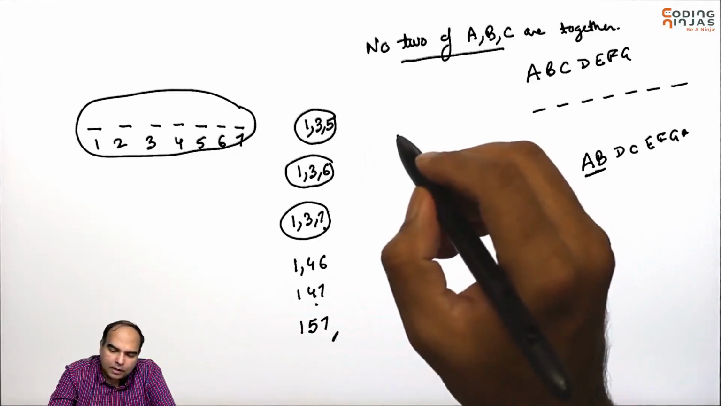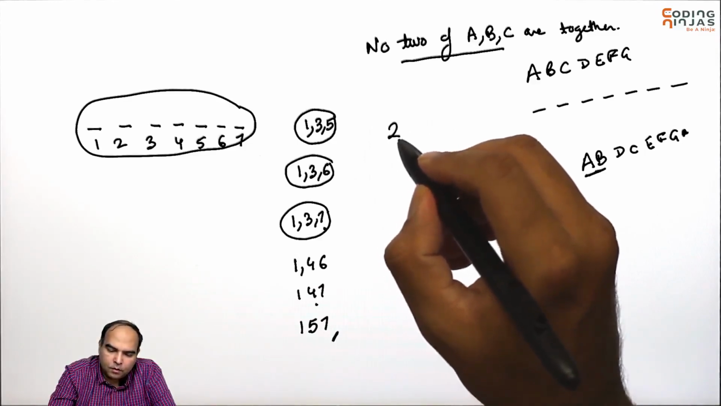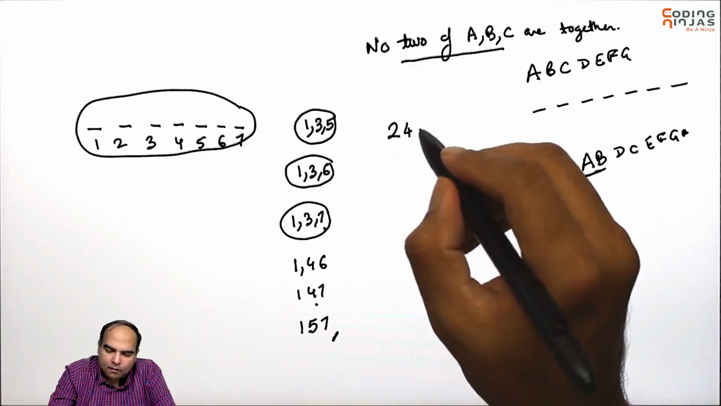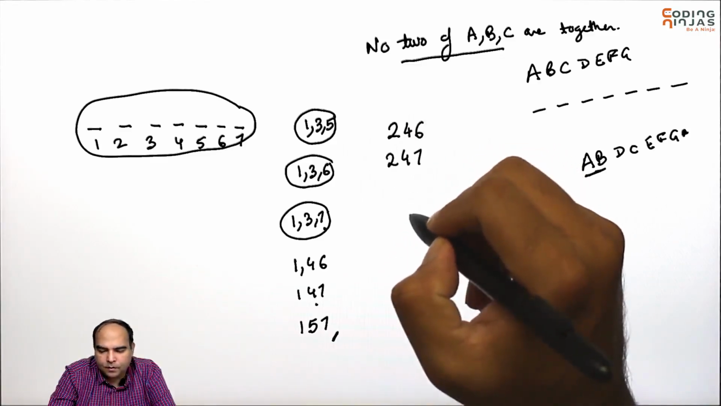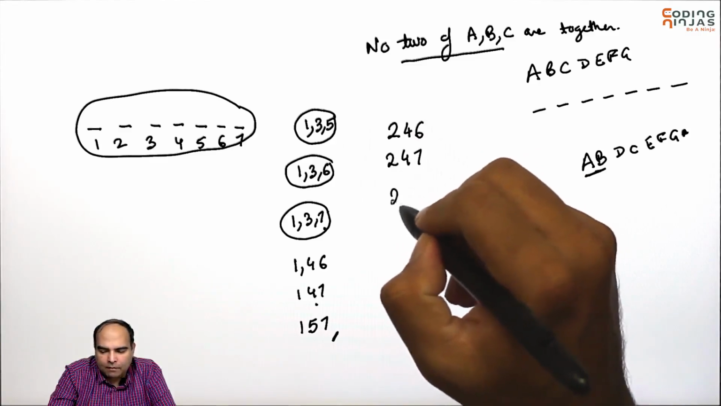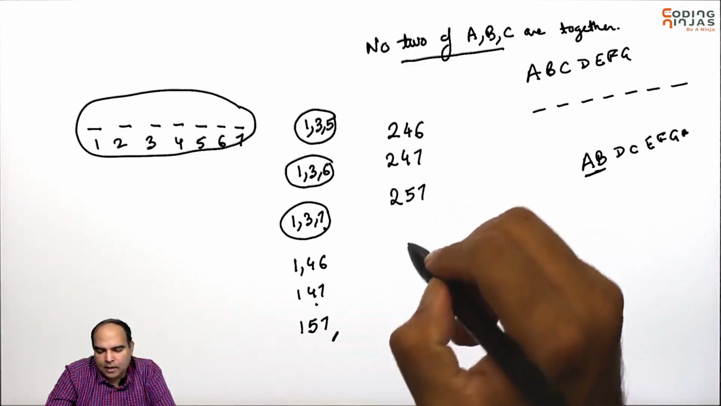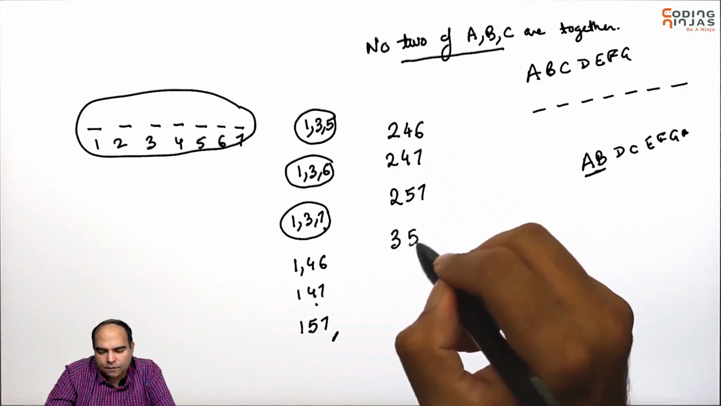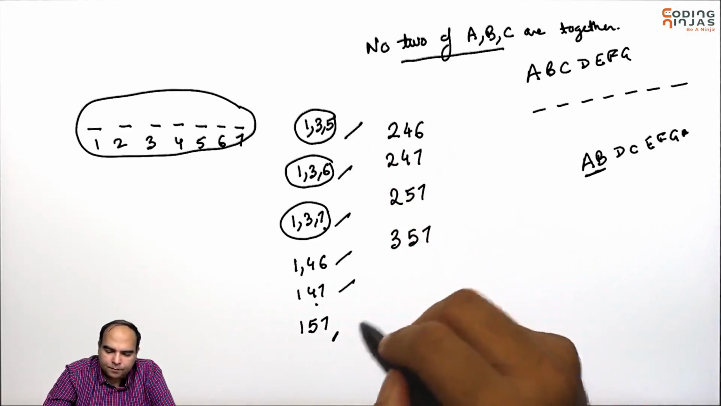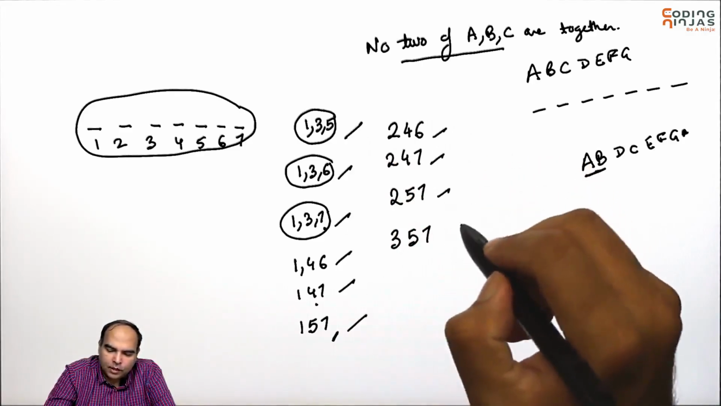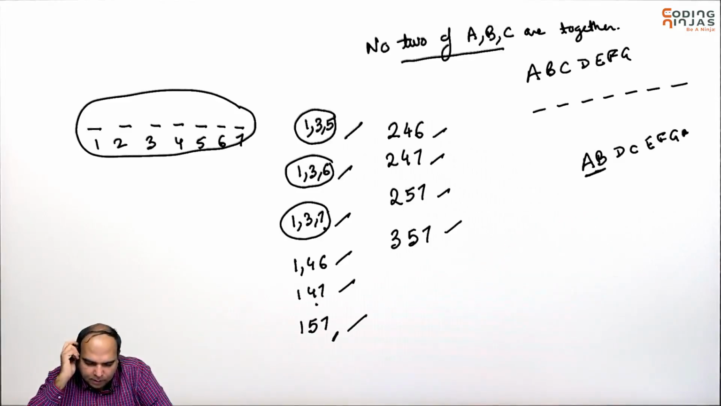So that then takes me to 2. So if I start with 2, I can have a 2-4-6 or a 2-4-7. And then I can have a 2-5-7. And last but not least, I can have a 3-5-7. So each of these are going to be symmetrical. There are 10 solutions here, and each of these will have the same answer.